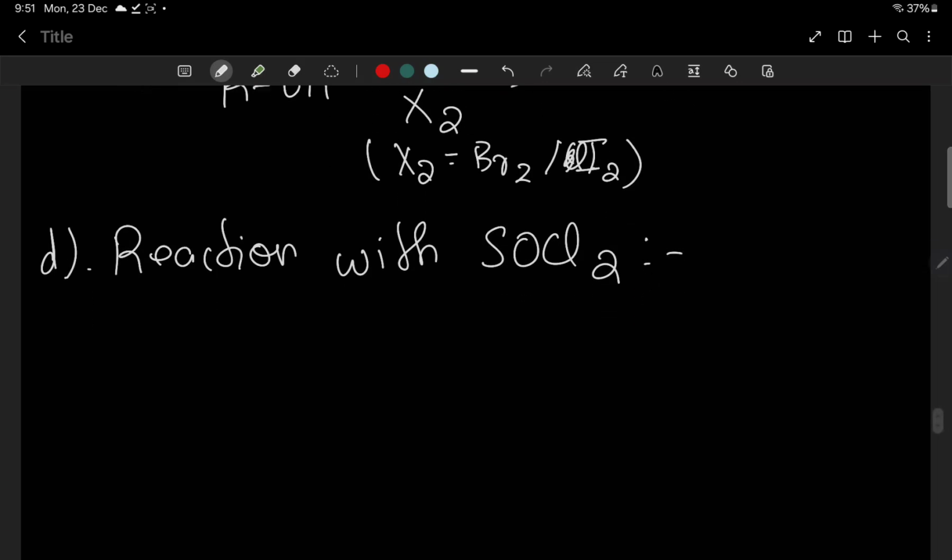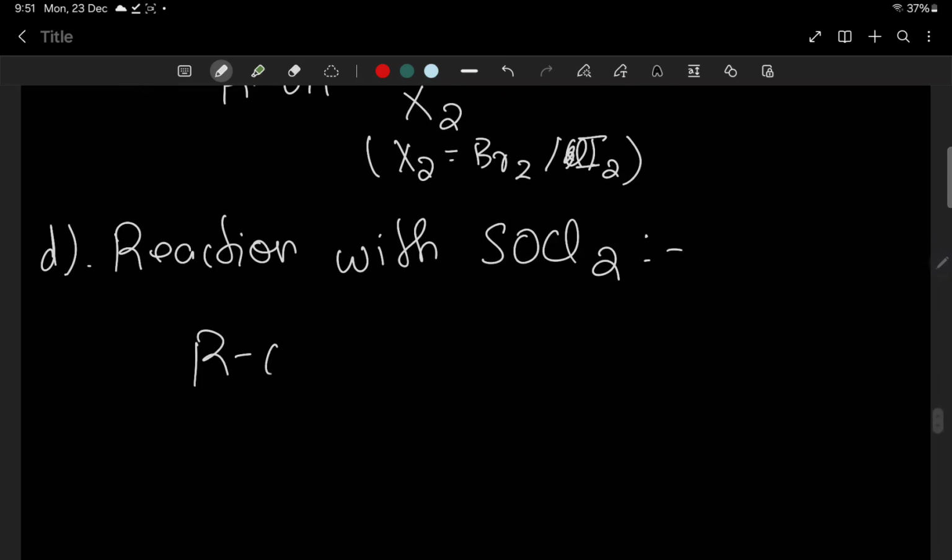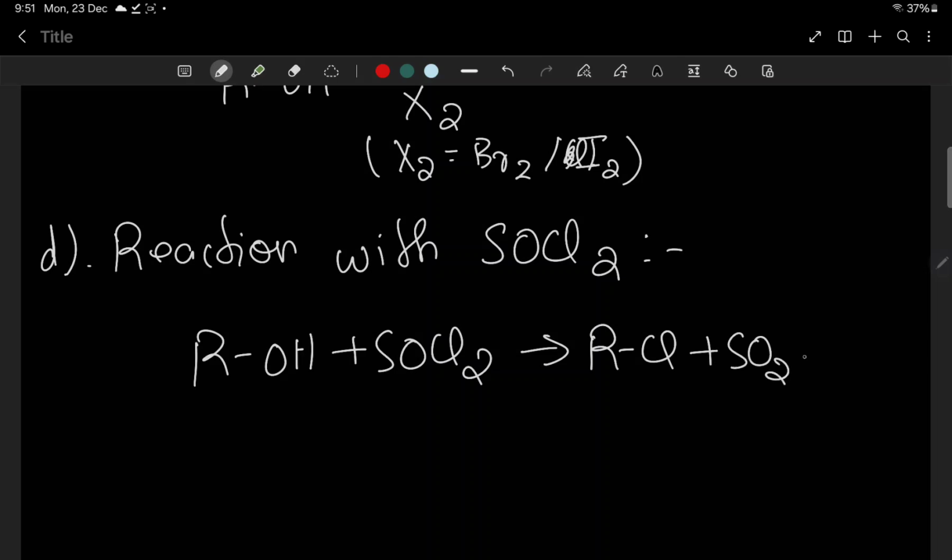The speciality of this reaction? The reaction is simple: ROH plus SOCl2 gives RCl plus SO2 plus HCl. SO2 is a gas and HCl is also a gas. This is the most apt method to prepare alkyl chlorides.